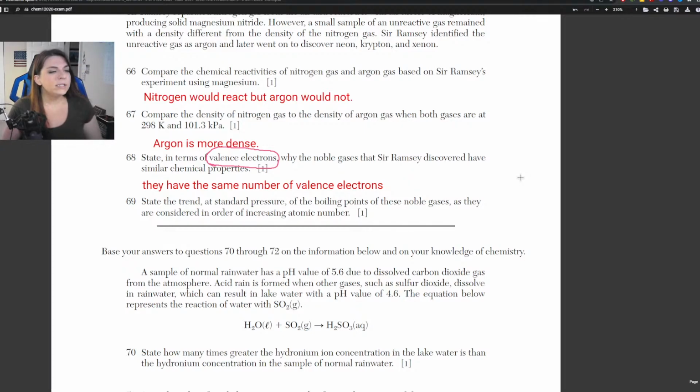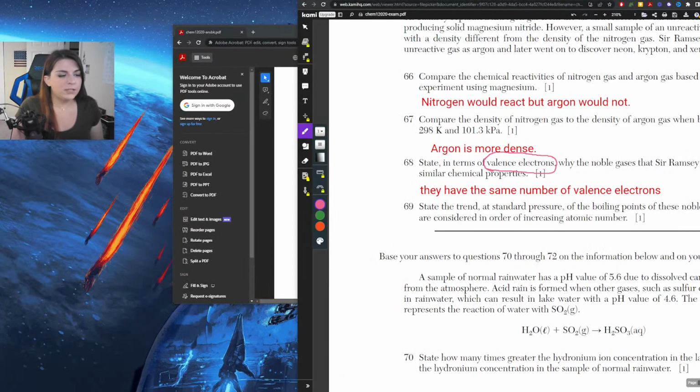Question 69 says state the trend at standard pressure of the boiling points of these gases as they are considered in order of increasing atomic number. Okay, so specifically the noble gases. Again, I'm going to refer to Table S on this.